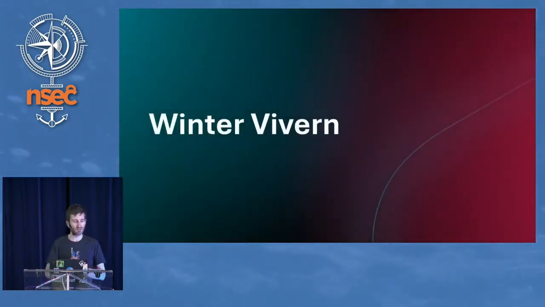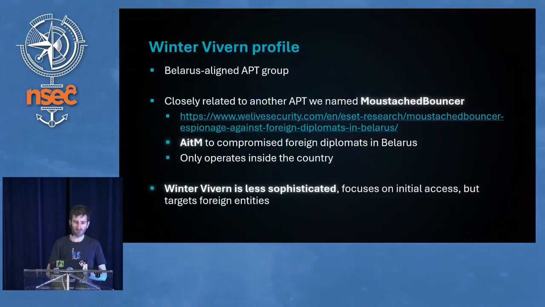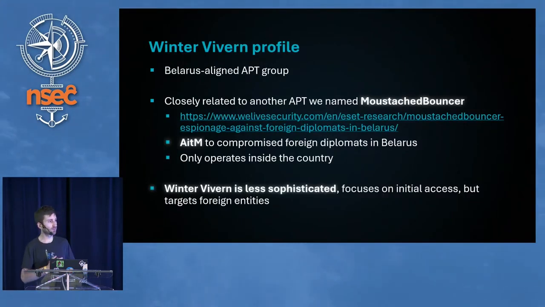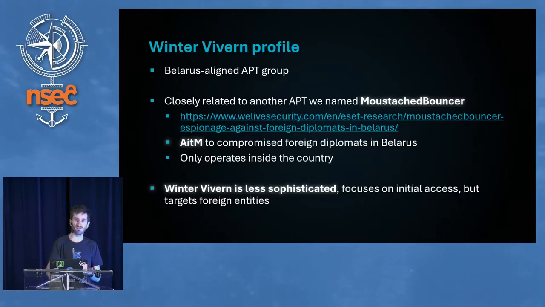The second example is a group we call Winter Wyvern. It's a Belarus-aligned APT group. They're closely related to another APT we named Mustache Bouncer. We have published a blog post about them. And Mustache Bouncer is quite interesting because they are doing adversary-in-the-middle attacks to compromise foreign diplomats in Belarus, and they were operating only inside the country.